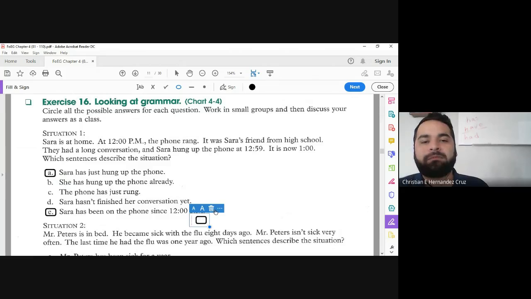There could be another one we could use here. If you were to ask whether or not Sarah was still on the phone, you could say, no, she has hung up the phone already, which is B. But I still think that the best one would be sentence A. I just think that these also would apply to the situation.